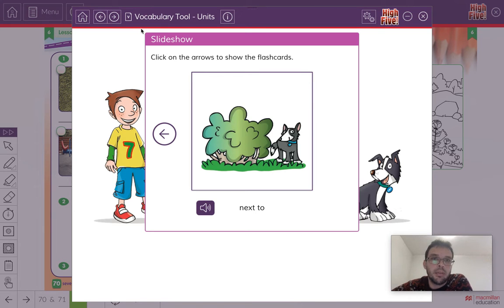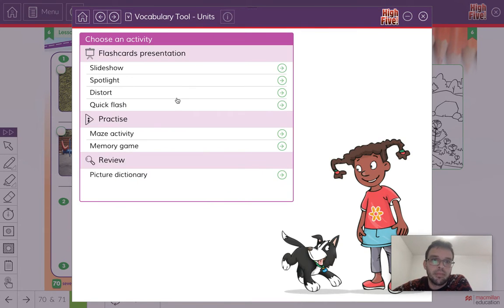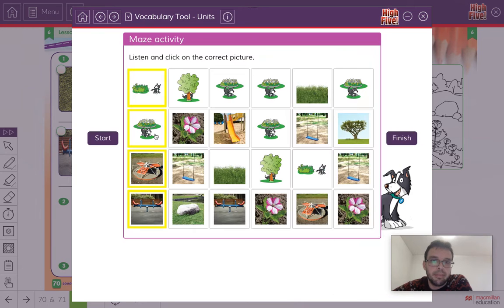Let's practice some more. Let's try the maze. Now, we can do this together. Listen to the phrase, okay? And think which is the correct picture, okay? Are you ready? Let's start. We can play on the roundabout. Which picture is this? Roundabout. That's right, this one.